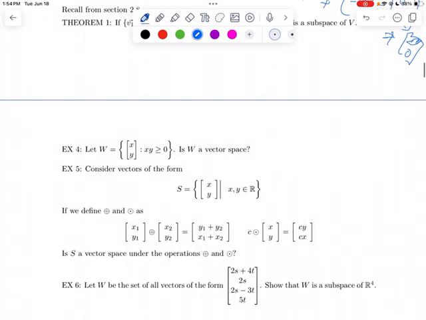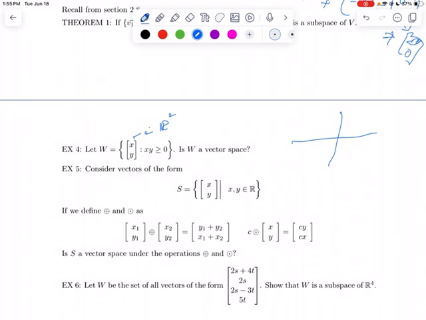Then Example 4: let W equal the set of vectors (x, y) such that xy is greater than or equal to 0. So W is a set of all vectors in R2. If you notice, this is in R2. In this space, the condition is that the product should be greater than or equal to 0.